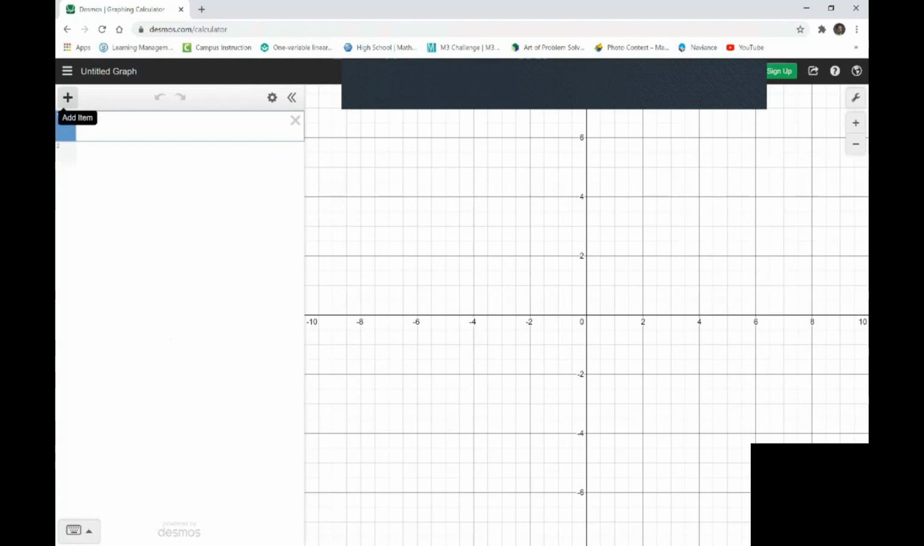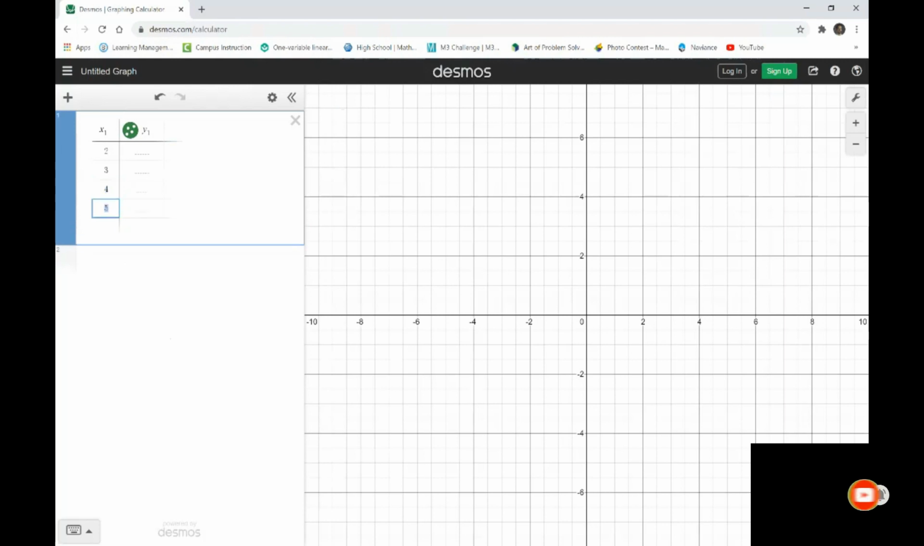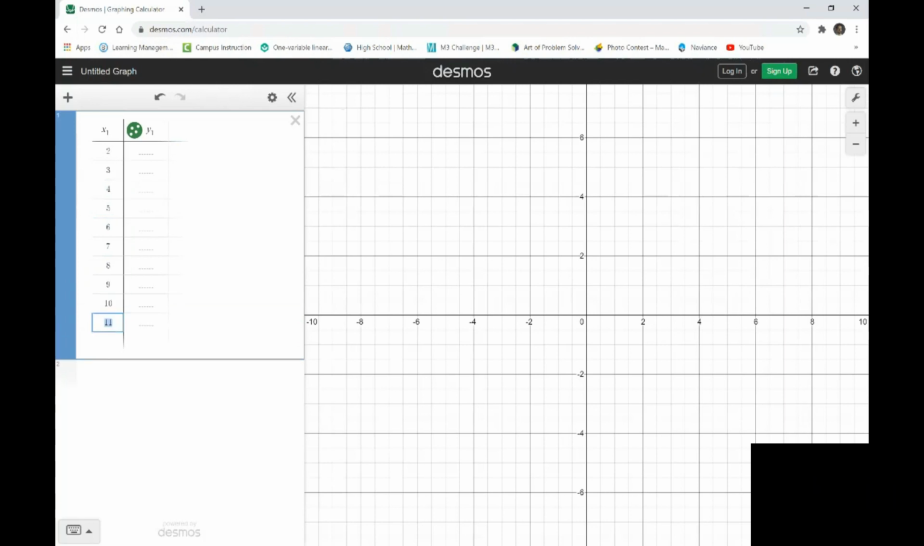So in Desmos, what we want to do is first add a table. And we're going to enter the number of people into x1. Four, 5, 6, 7, 8, 9, 10.